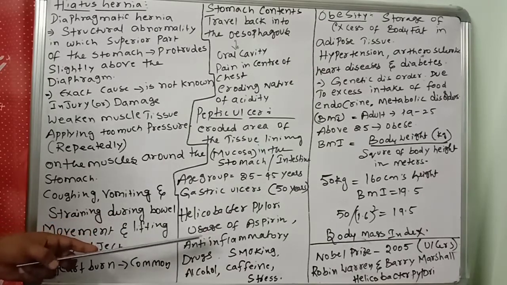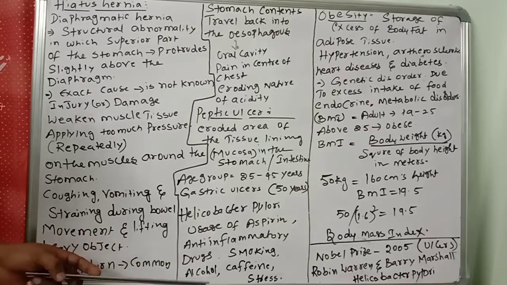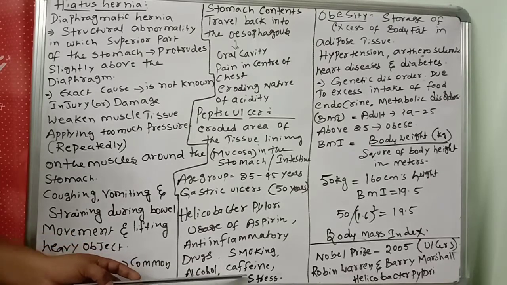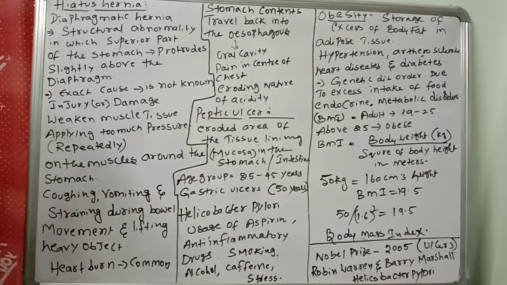And the usage of aspirin and anti-inflammatory drugs, smoking, alcohol, caffeine, and too much psychological stress. Very dangerous. Psychological stress also causes ulcers, peptic ulcers in the body. Are you understanding or not? So that is about what you call peptic ulcers.